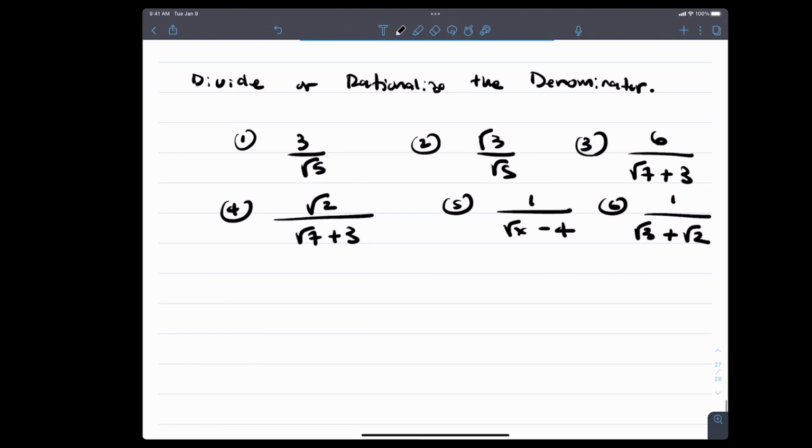All right. We're going to warm up today with some division questions or some rationalizing the denominator. We'll put our clock there and we'll see what you guys get. This is a warm up. Let's get nice and warm.